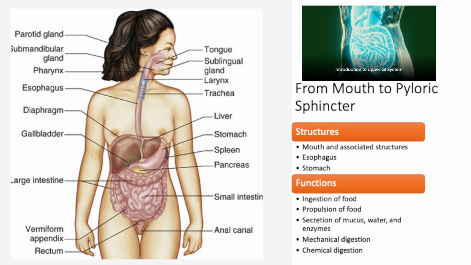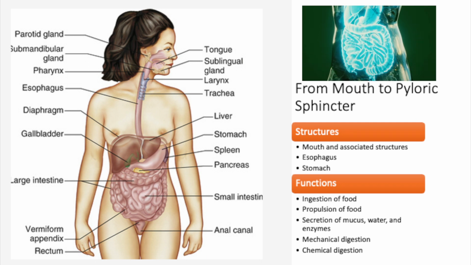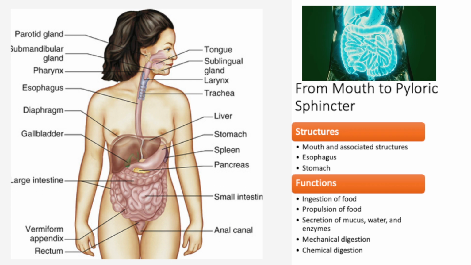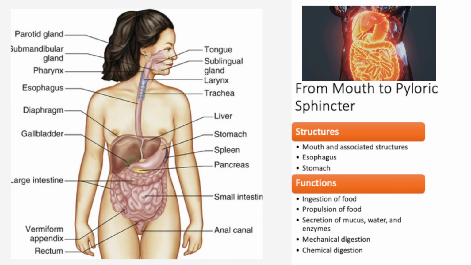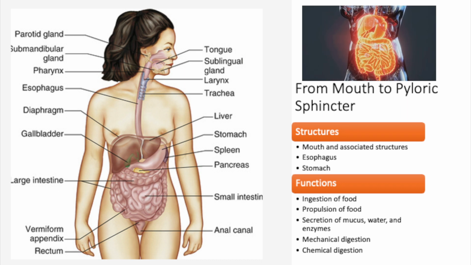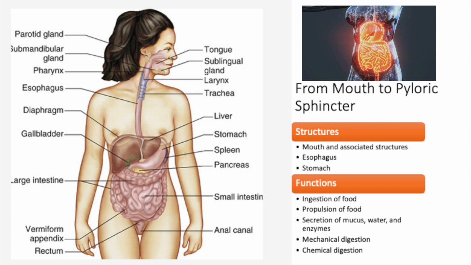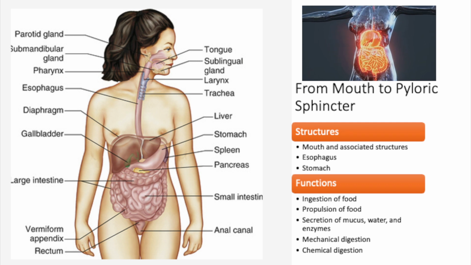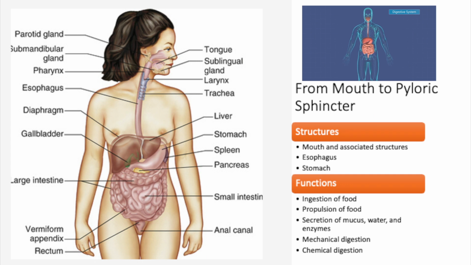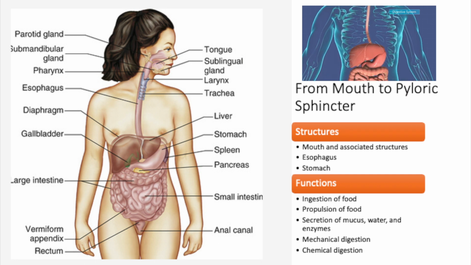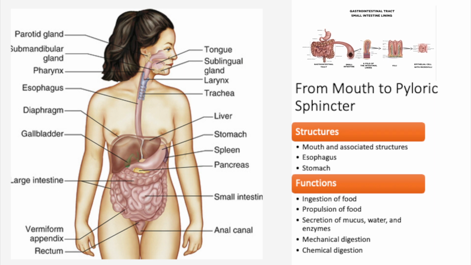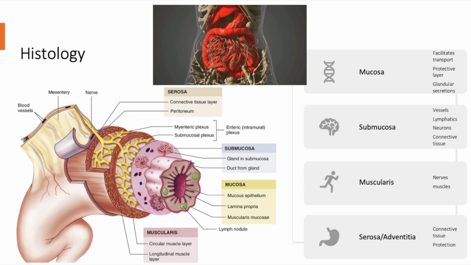The upper portion of the GI system will be explored here today, moving from the mouth to the pyloric sphincter. The primary anatomical features include the mouth and associated structures, such as the tongue, salivary glands, and teeth, the esophagus, and the stomach. Together, these organs and structures perform the functions of food ingestion, propulsion or movement of food, secretion of mucus, water, and various enzymes. Ultimately, mechanical and chemical digestion occur in the upper GI tract.